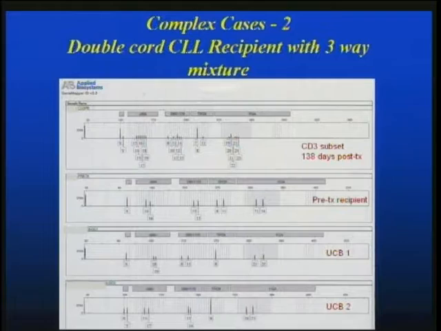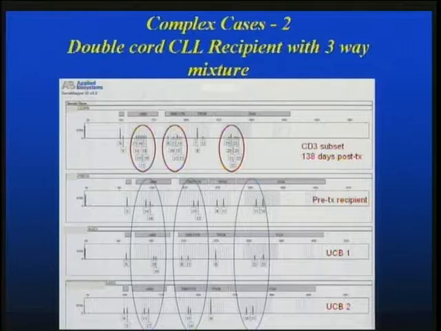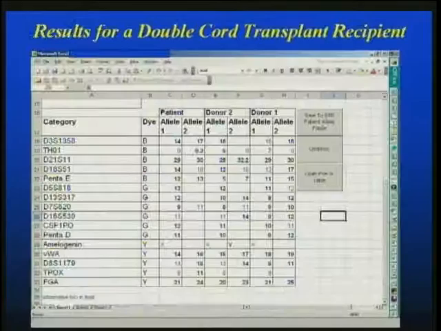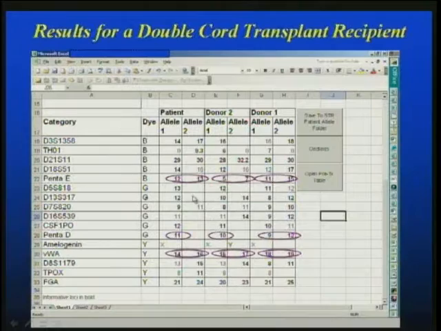In this case, we're looking at the CD3 subset, about 138 days post-transplant. So here are the profiles: the pre-transplant profile of the recipient, and then cord blood 1 and cord blood 2. And then if we start hunting for alleles that would be informative, in this case we found three different loci that were indeed informative. And as you can see, since this individual was a three-way mix, you see multiple peaks coming up in the post-transplant profile. If you look at the allelic types that have been called by the program, there are the three loci that I mentioned that are informative.